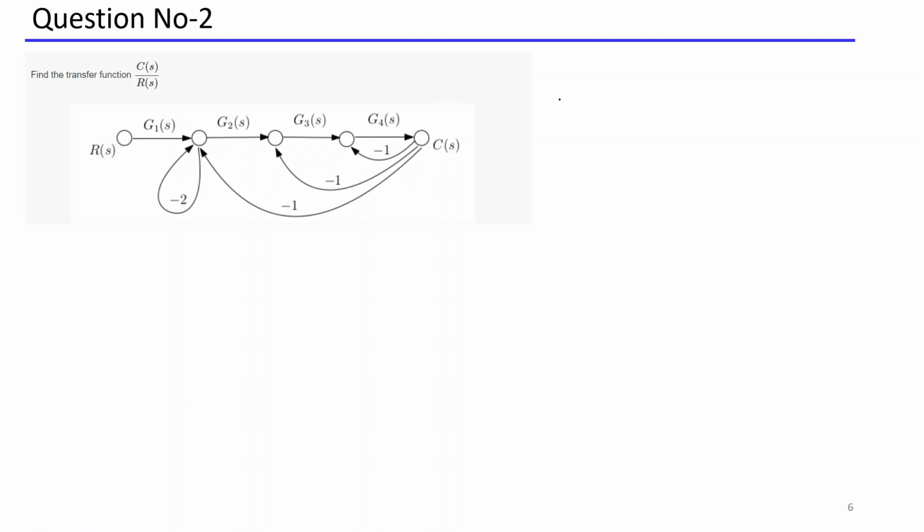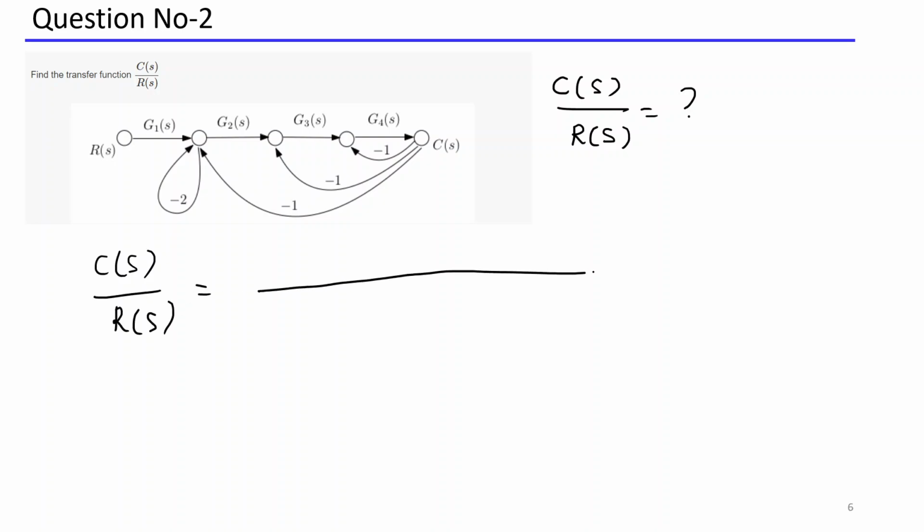I will find out C of S divided by R of S by using Mason's gain formula. But I will solve this question in one line. I will not write anything. C of S by R of S, tell me the direct answer. I am just writing the formula here for your convenience: numerator by denominator, P1 delta 1 plus P2 delta 2 divided by delta.